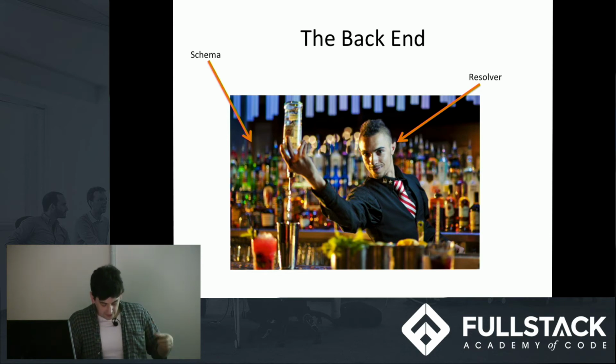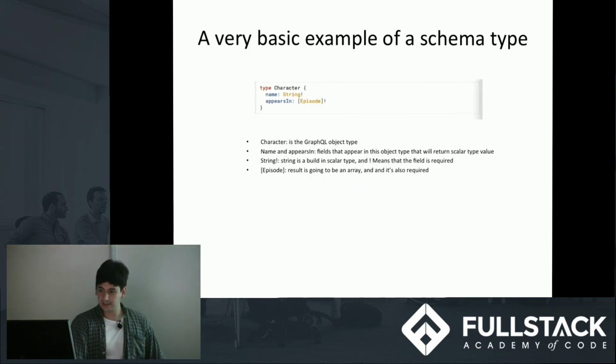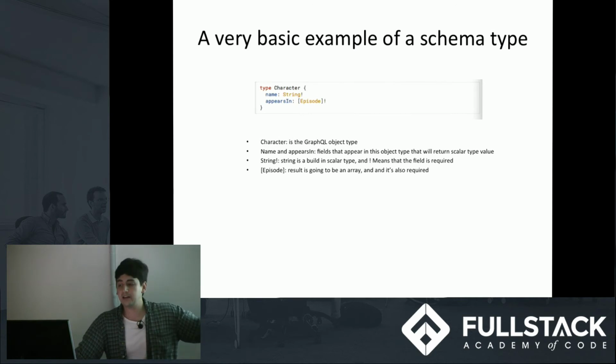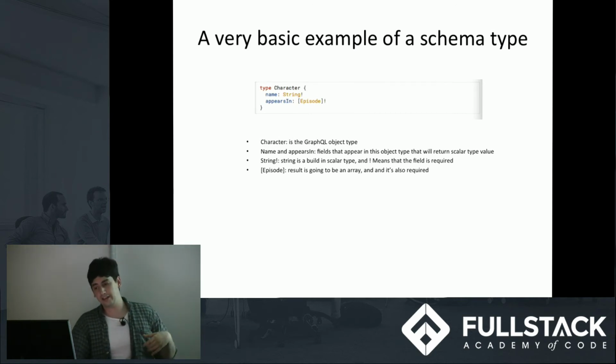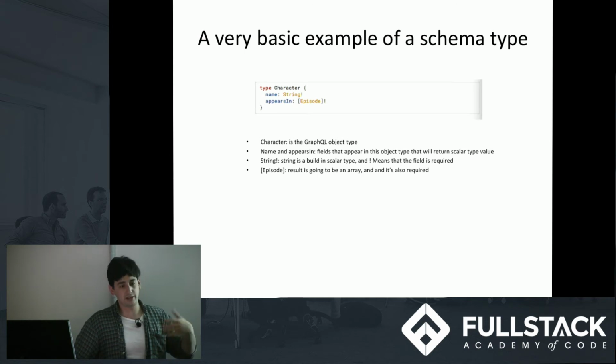The most basic elements of a GraphQL schema type are object types and fields. As touched on earlier, these represent an object that you can fetch from your service and what fields that object has or requires. You can see here, Character is the GraphQL object type. Name and appearsIn are fields that appear on this object type and will return a scalar value. String, exclamation point. String is a built-in scalar type, and the exclamation point means the field is required. And then right below, appearsIn, you can also see that this field is required, and it's going to return an array.